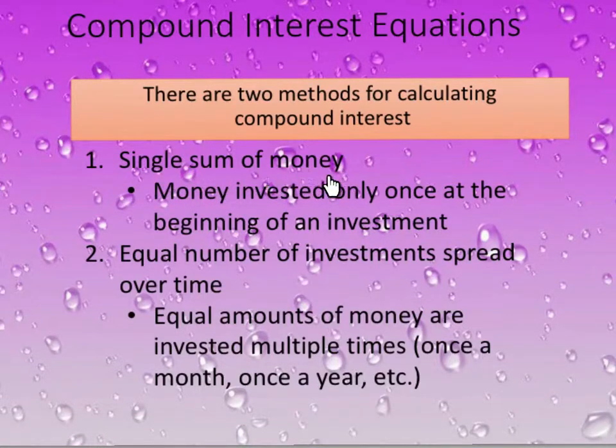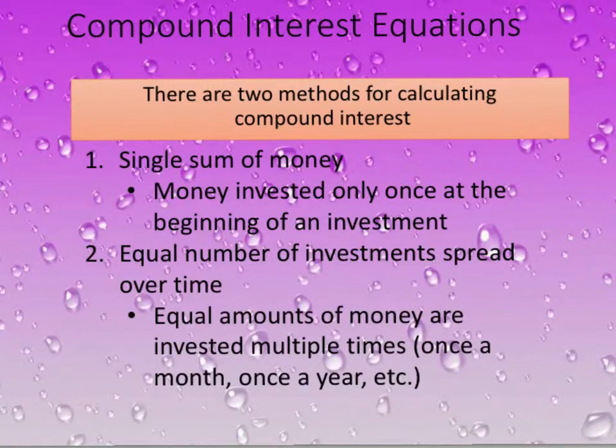There are two methods for calculating compound interest. One method is a single sum of money invested only once at the beginning of an investment. So you just put this money away, and then each year it puts on the interest rate, and you're gaining more interest. Or it could be equal amounts invested over time, which means equal amounts of money are invested multiple times.